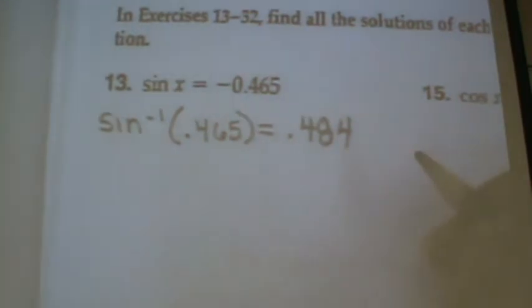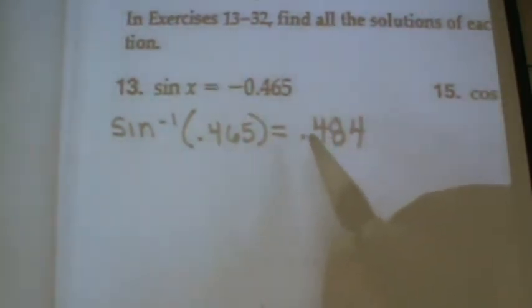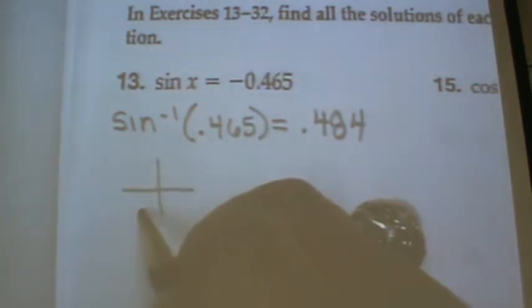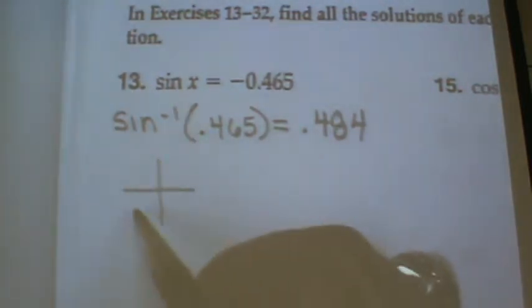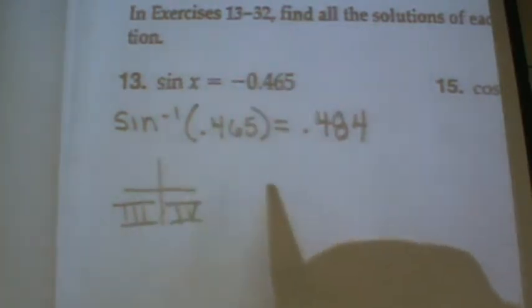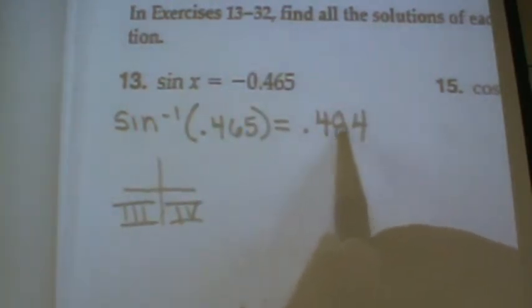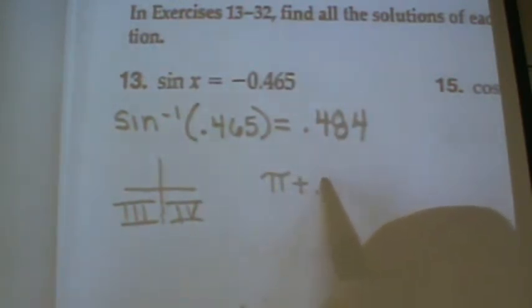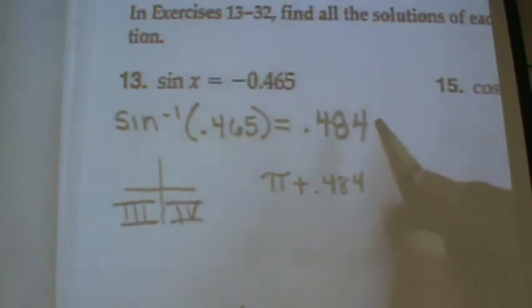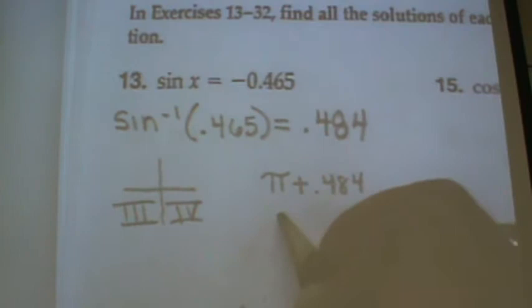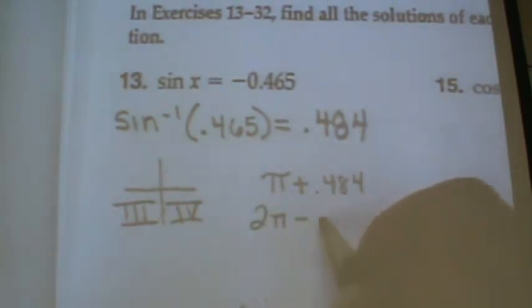That's not the answer. In what two quadrants is sine negative in? So I think about this. What two quadrants am I in? 3 and 4. So how do I get the correct answers? I'm going to do pi plus this answer. So pi plus 0.484. And I could go backwards and say negative 0.484 to get the fourth quadrant, or I could do 2 pi minus 0.484.